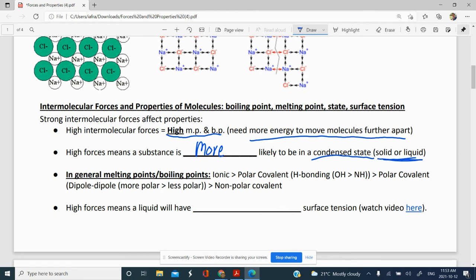So for example, water is a very small molecule. I'm not going to draw this out in full detail here, but it's a very small molecule. But at room temperature, water is still a liquid. And that's because of its strong hydrogen bond.